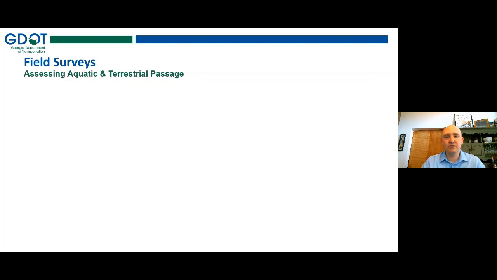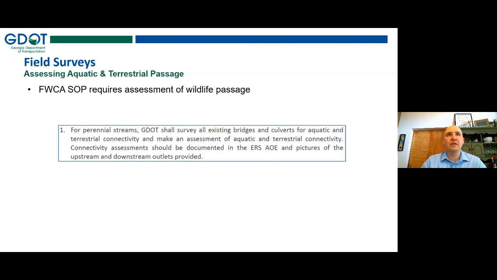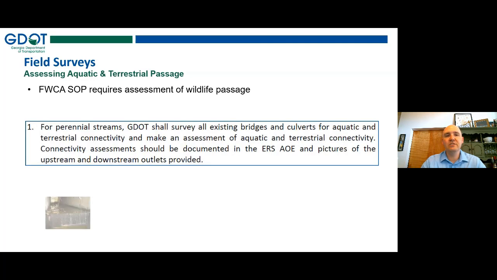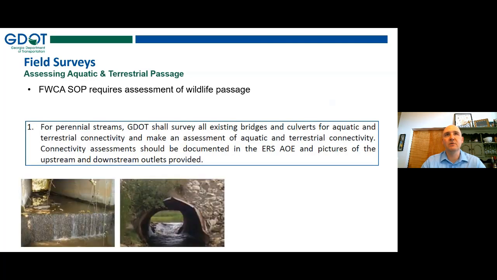So let's talk about the field surveys. With the field surveys, what's new? Well, the FHWA SOP requires an assessment of wildlife passage. And what we really are going to be looking for are barriers to passage, both aquatic and terrestrial. Now that could be a perched culvert. That could also be if you have a bridge that just has riprap on the entire underside and no real area for terrestrial wildlife to cross underneath.